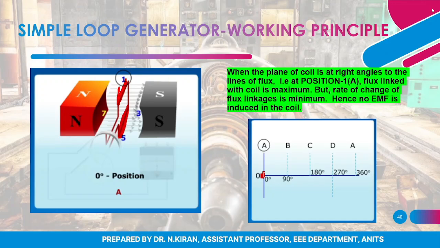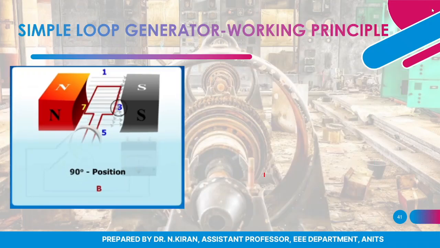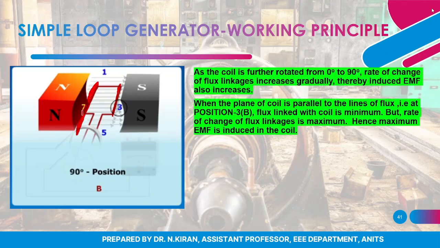So again, when I rotate this through 90 degrees, in position 3, or you can say B, exactly when it is rotated 90 degrees, again I need to remind you that here I have one conductor, here I have one conductor. In this position you can see as I rotated the coil from 0 to 90, the rate of change of flux linkages will gradually increase. So therefore the induced EMF will also increase.